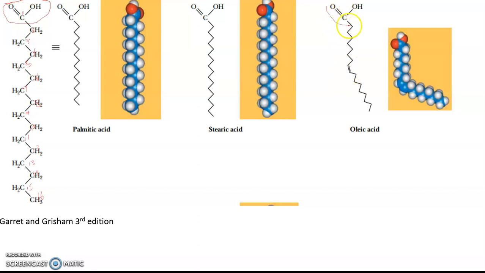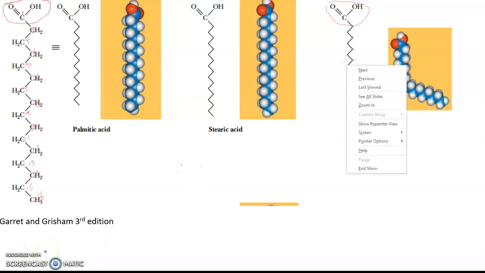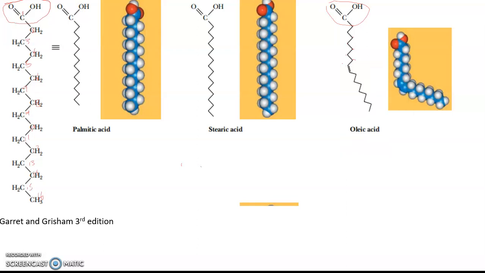So this is the first carbon, which is the carboxylic acid carbon. Carbon 2, 3, 4, 5, 6, 7, 8, 9. So this bond is between 9 and 10. We give it the lowest possible number, so the double bond is at the 9th carbon.